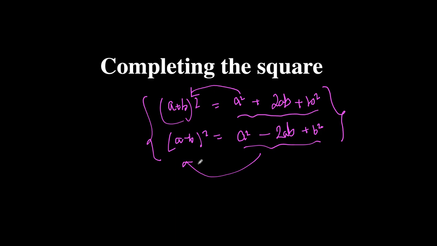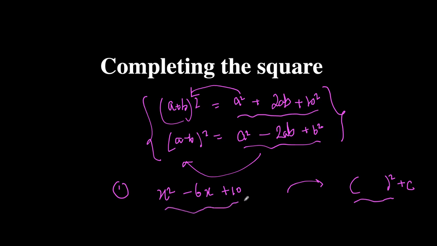Now, what will we learn in this topic? The first thing we will learn is, if any quadratic equation is given, something like x square minus 6x plus 10, how can I make this into something like a square plus a constant value? So we have written this quadratic equation in the square format.